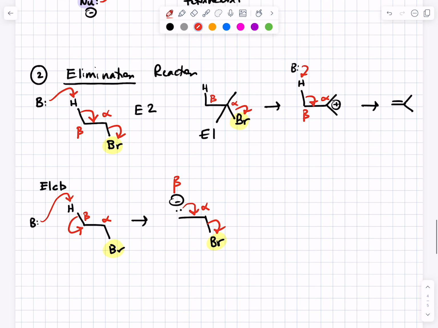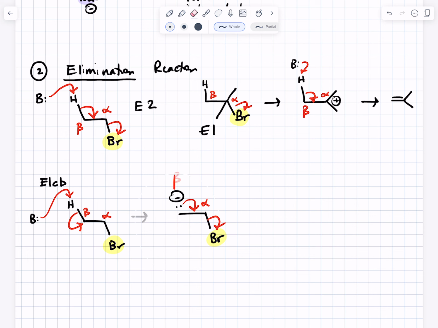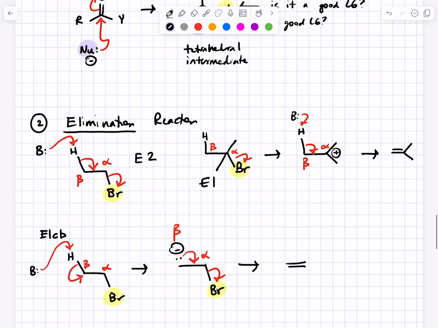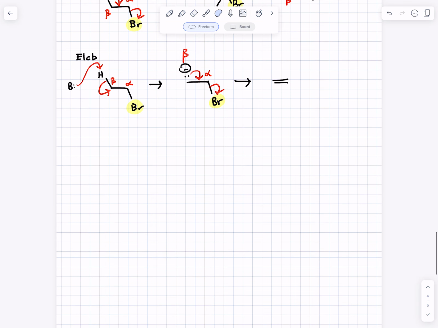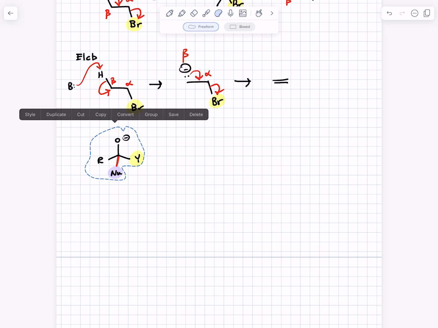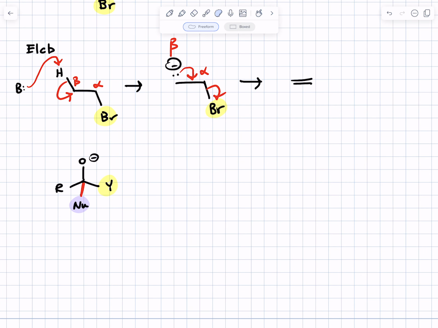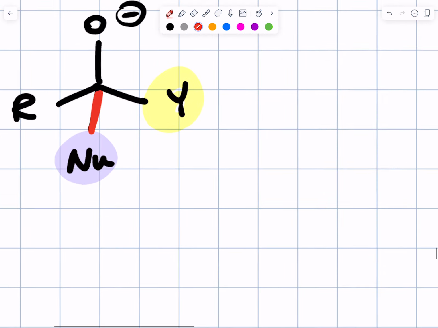I want you to look at the similarities between the intermediate in this E1CB reaction, where you have a negative charge, beta, to the leaving group. And I want you to compare that to this tetrahedral intermediate. And we've dealt with the question, is it a good leaving group or not? So again, think about the similarities between this intermediate, and the tetrahedral intermediate, and the E1CB intermediate. If you can't see it, maybe tilt your head. Let me help you just a little bit.